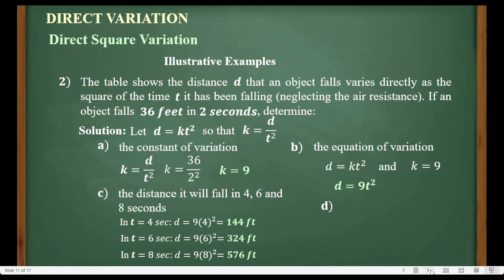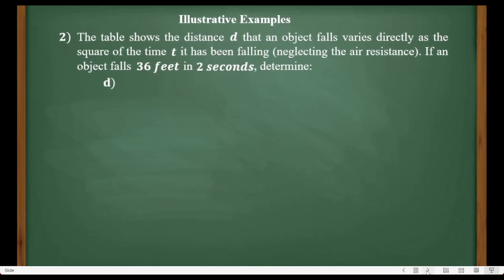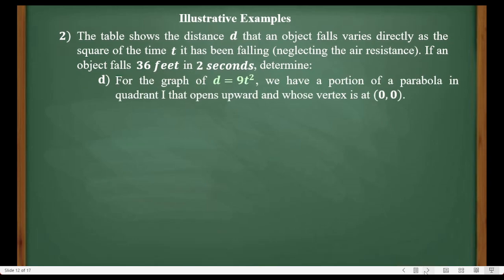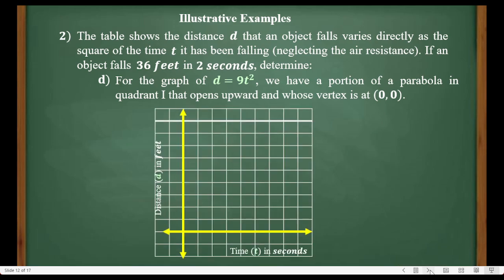Then for letter B, we are asked to graph the equation d is equal to 9t squared. We have a portion of a parabola in quadrant 1 that opens upward and whose vertex is at 0, 0. That explains the appearance of the graph.